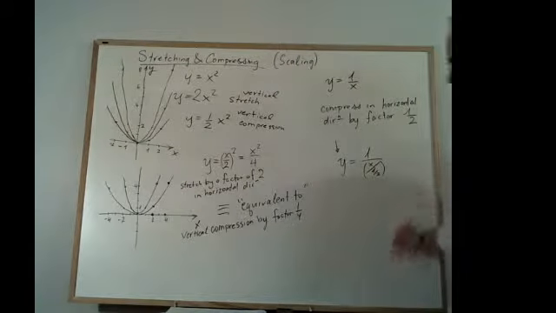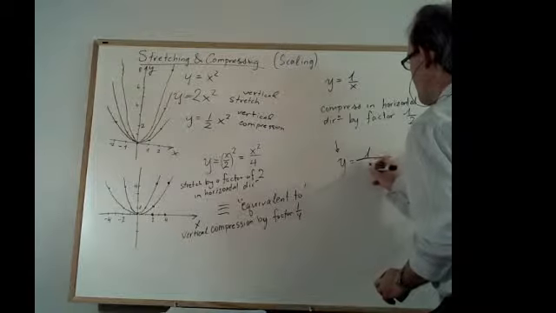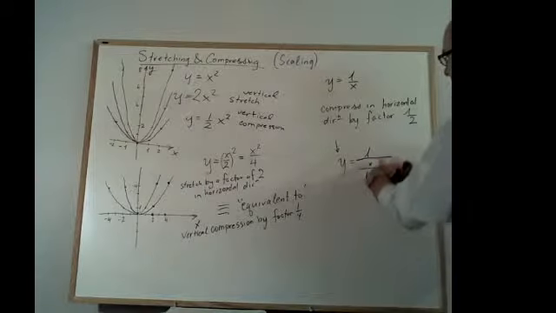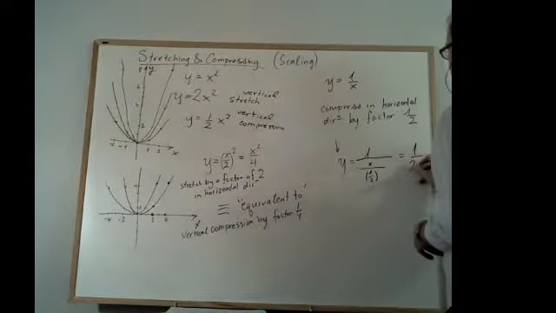Right, so this big line means you do that bracket last. So these are like brackets. You do this bracket first, and you take x divided by that. That's equivalent to 1 over 2x.